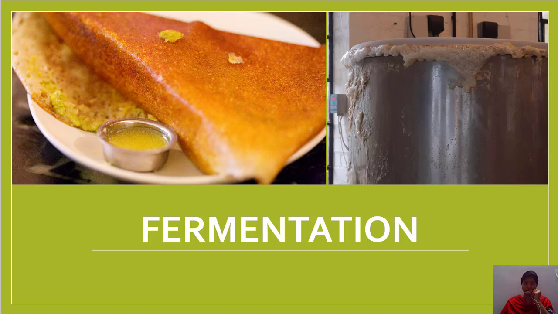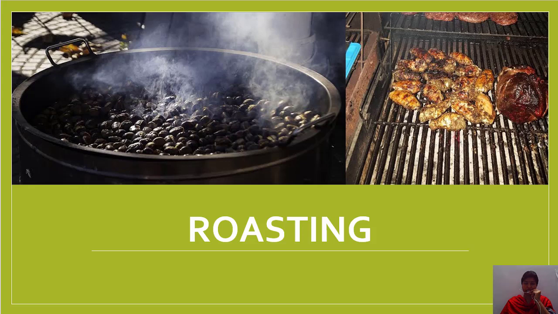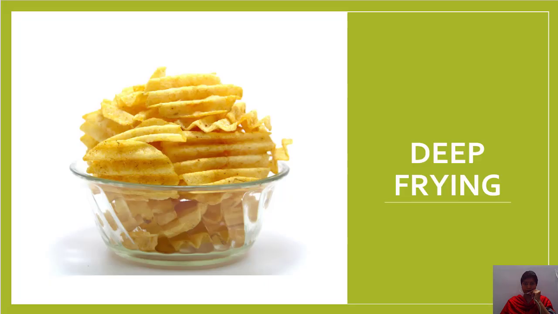Fermentation. In fermentation, food items get a sour taste. Through this process, we make idli, dosa, vada, like that. And another process is roasting. We roast different kinds of food items like groundnuts, fish, like that.